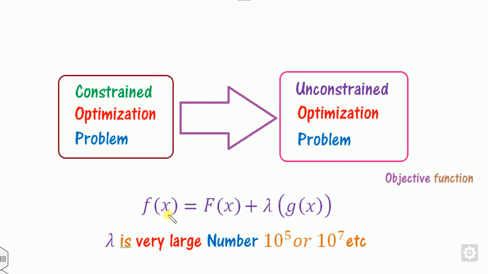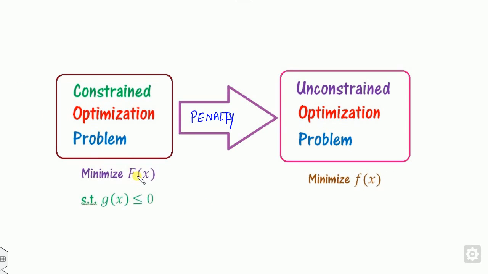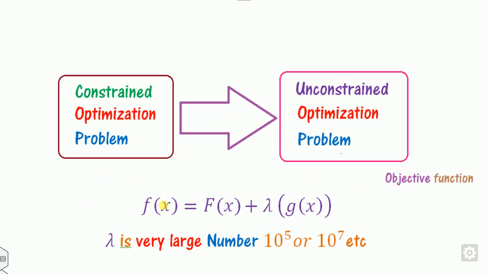By using this rule, f of x. This is capital Fx, and gx is less than 0. You have to multiply this with some constant, and that is called the penalty parameter. That parameter is a very large number. It can be 10 raised to power 5 or 10 raised to power 7, etc. Once you convert this constrained optimization problem into the unconstrained one with the help of this, you can apply the same MATLAB code that we will see in the next couple of slides.